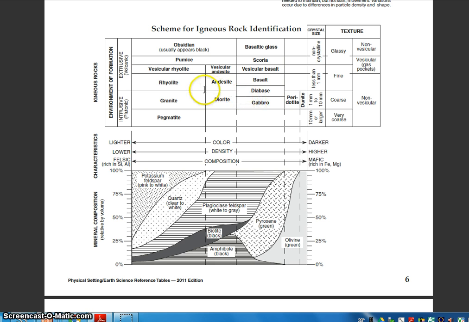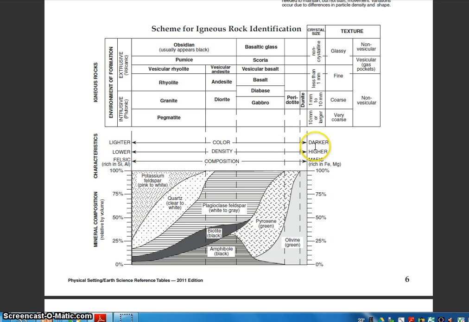To the left-hand side of the chart, we'll see rocks that are lighter in color, lower in density, and are light in color because they contain felsic minerals. In other words, they're rich in silicon and aluminum.